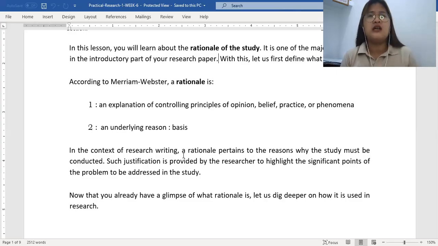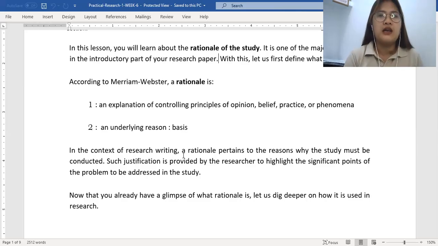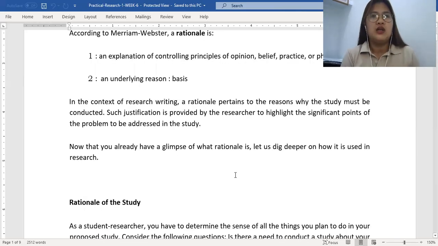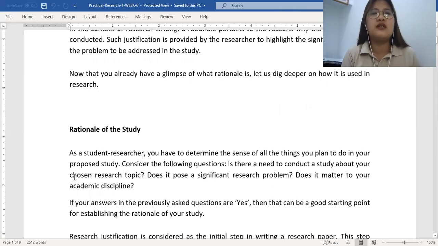So same goes with research. You're doing that, you know that the task is big, at ano yung reasons mo kung bakit mo ginagawa yun. So that is what this part is trying to present to the readers. So the rationale of the study, you have to determine the sense of all things you plan to do in your proposed study. So ito yung mga questions na pwede mo itanong.